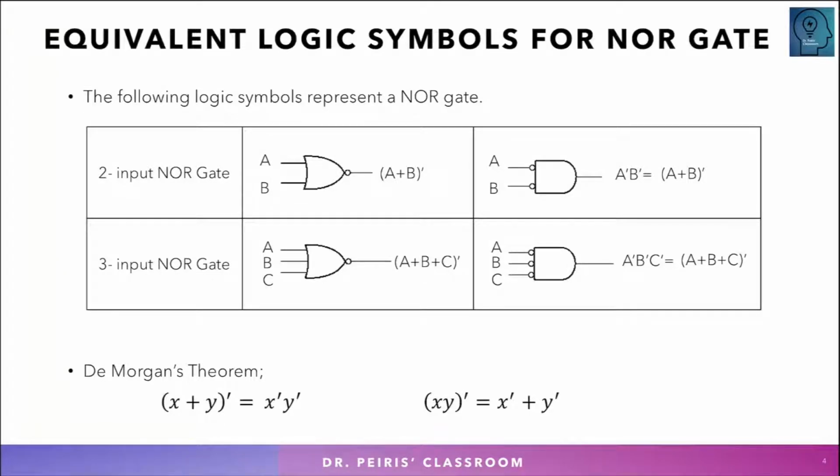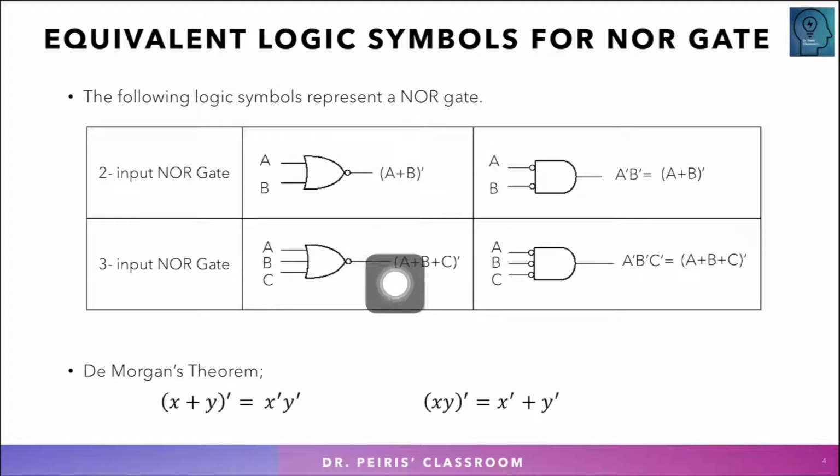Now what are the equivalent logic symbols that we need when we implement the circuits using NOR gates? So this is the 2 input NOR gate, this is the 3 input NOR gate. Now we can use the same symbol, this one, to represent a NOR gate. So how does this become a NOR gate? This is two inversions in front of the AND gate, or basically at the inputs. Once these inputs reach the AND gate, it becomes A prime B prime, and A prime B prime can be written as (A or B) complement using De Morgan's theorem.